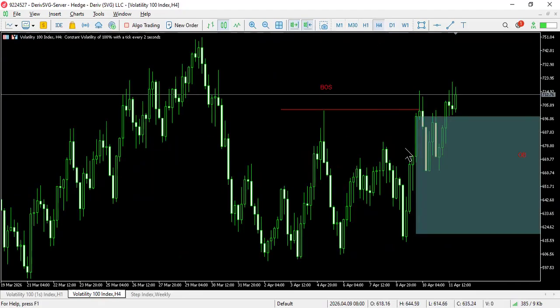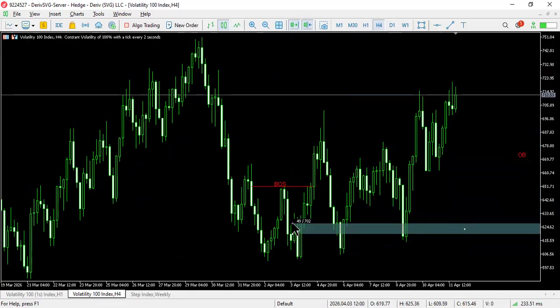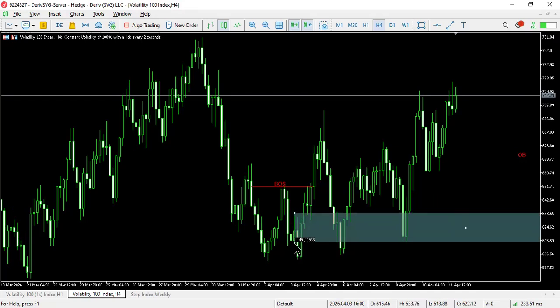Heading over to the 4 hour time frame, if we are to analyze the internal structures, we can see that there was a break of structure right there. Break of structure, and then the order block which caused the break of structure. It is that order block there where price stepped in and dished out a full movement with take profit right there.